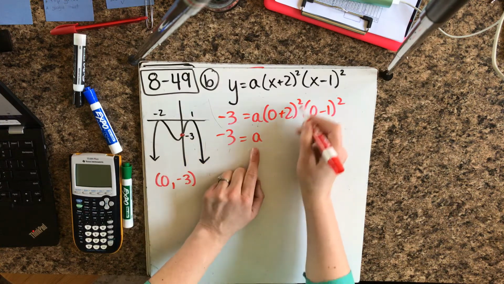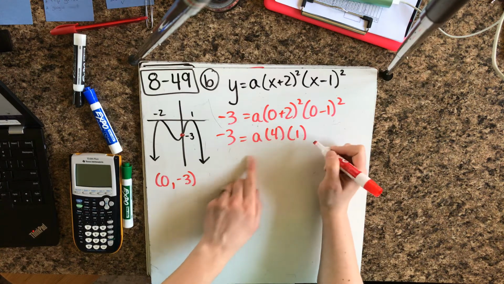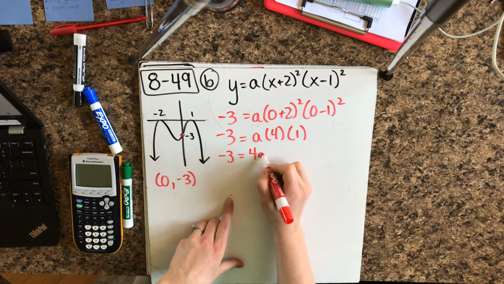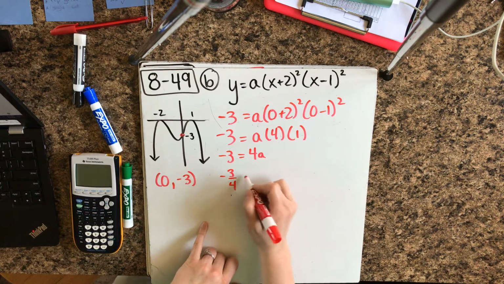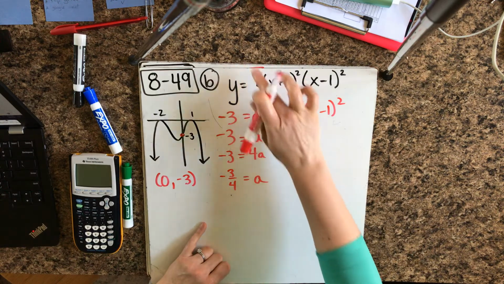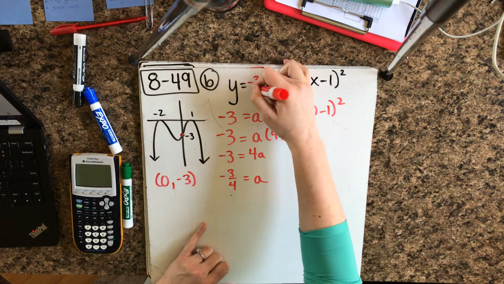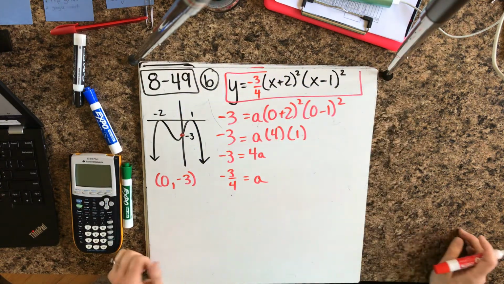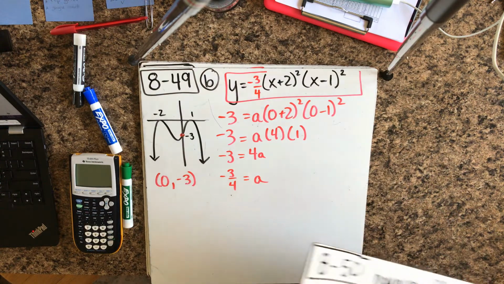Okay, 2 squared, -1 squared. So on this side, I'm going to get positive 4a. And if I divide both sides by 4, I get -3/4 is equal to my a value. So if I go back to the top, I plug in -3/4 or -0.75. There's my final equation.